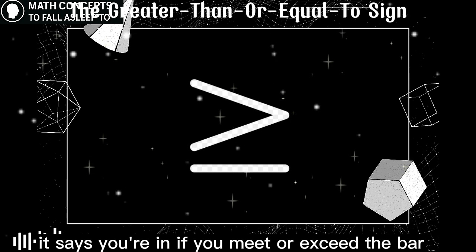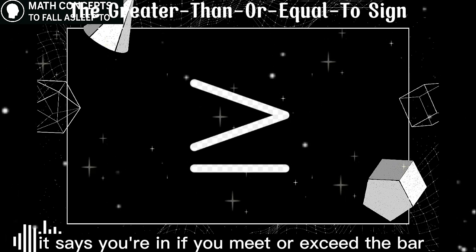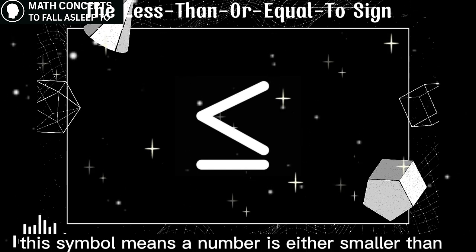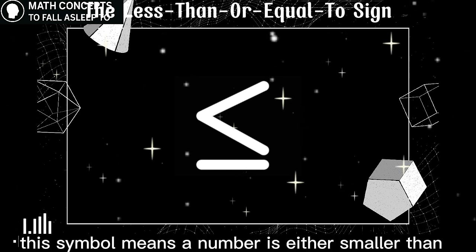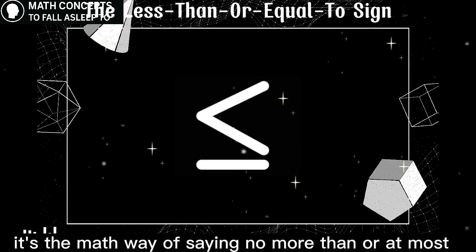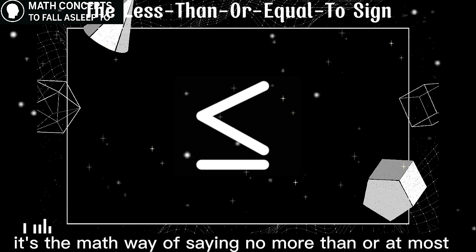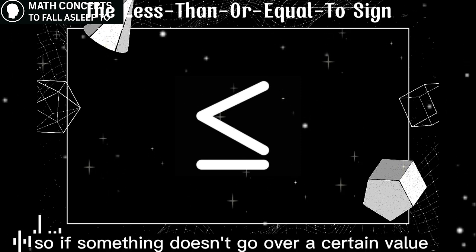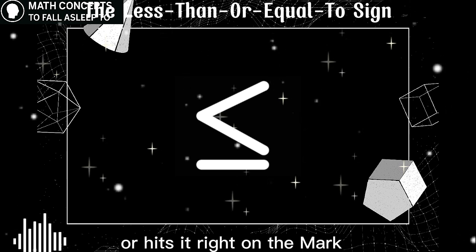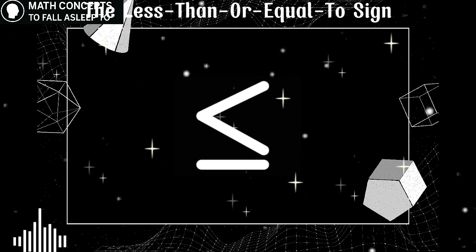It says, you're in if you meet or exceed the bar. Meaning and function. This symbol means a number is either smaller than or exactly equal to another number. It's the math way of saying, no more than, or, at most. So if something doesn't go over a certain value, or hits it right on the mark, it qualifies.